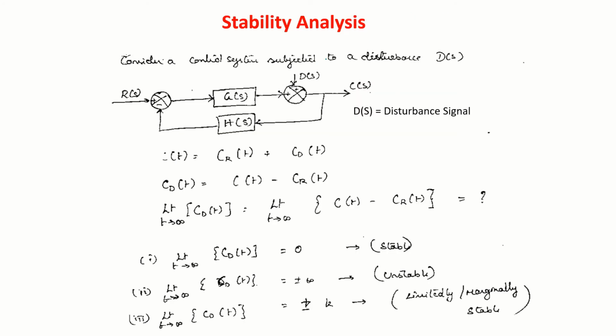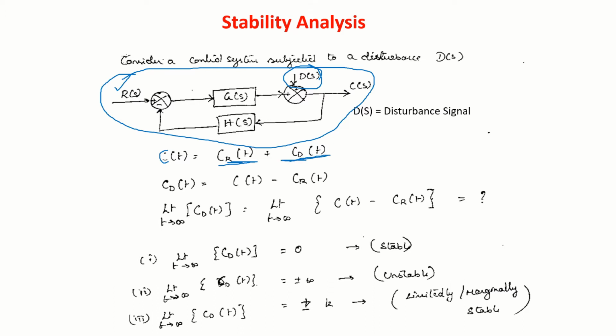So now let us define. I have taken a control system, and I have shown a reference input and also a disturbance input. So the total output of the system is the output due to the reference signal plus the output due to the disturbance signal. Here C_D of t is equal to C of t minus C_R of t, I have written. When t tends to infinity, what is the response due to disturbance is my question.